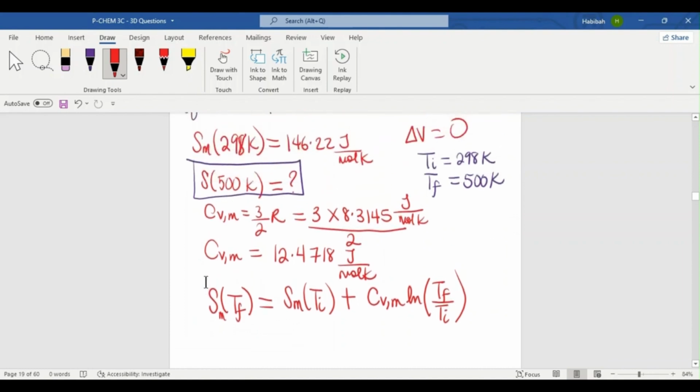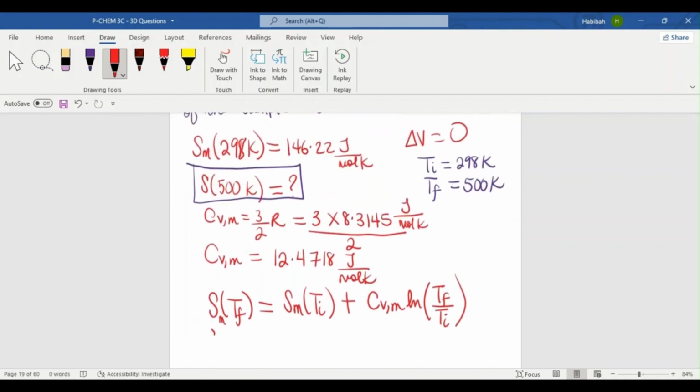Now we just have to simply substitute. So we have S at 500 Kelvin, which is what we're looking for, is equal to the molar entropy at the initial temperature. So the initial temperature is 298 Kelvin, and the molar entropy at that particular point is what we have here, 146.22 joule per mole Kelvin. So all of that plus C_V,m, so that would be 12.4718 joule per mole Kelvin.